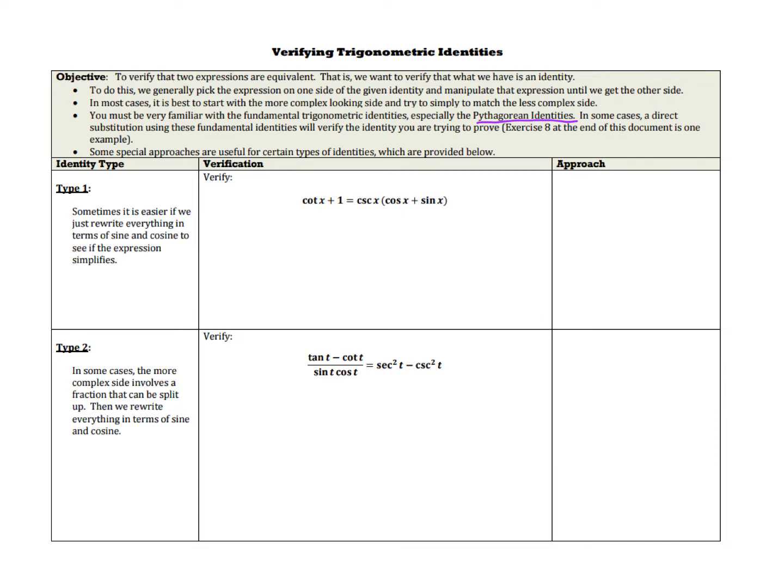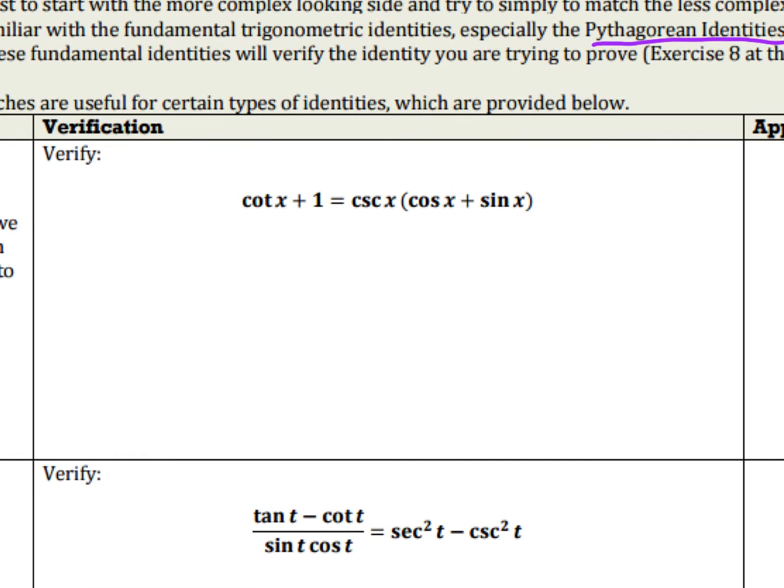So the first approach we're going to talk about is turning everything in terms of sine and cosine, and we talked about this with simplifying. Looking at this expression here in the middle, my right-hand side is the more complicated side, so I'm going to start with that. I'm going to use the strategy of turning everything in terms of sine and cosine. So this cosecant would become 1 over sine, and cosine and sine would stay the same.